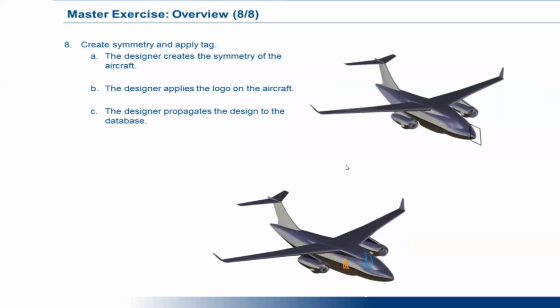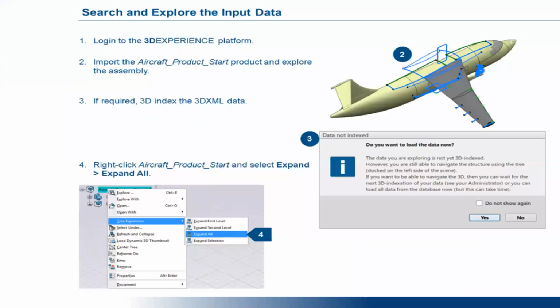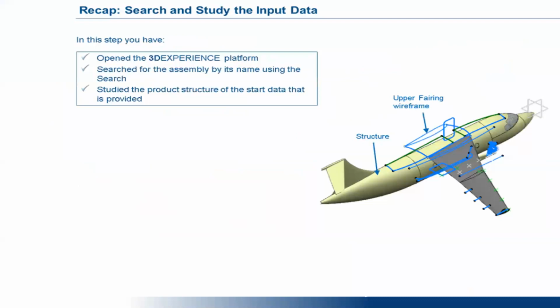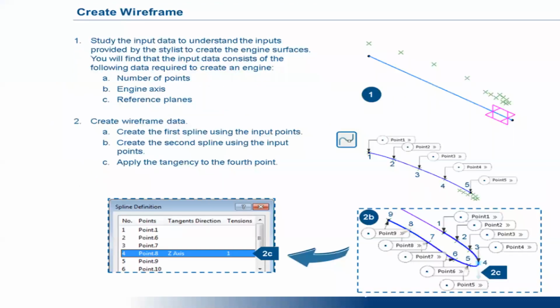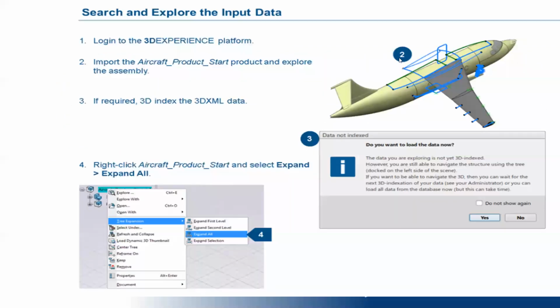First things first, the aircraft design will look like this. There will be nothing on it yet. The input data will be like this and we have to import the input data. First, let's start by importing the input data. Let me walk you through the software.